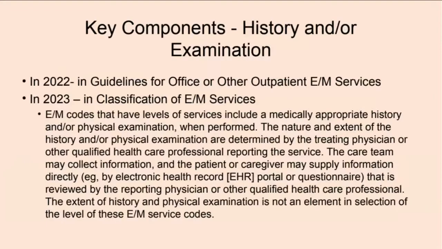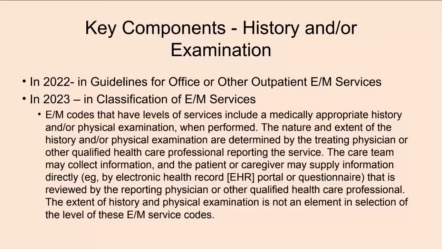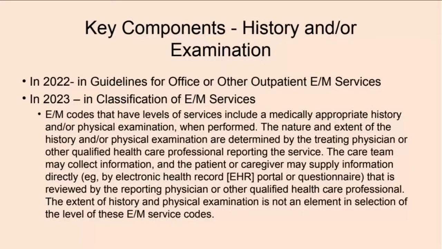Okay, so first let's look at E&M coding, the key components. Here's a statement about history and examination. E&M codes have levels of services, including a medically appropriate history and/or physical exam when performed. The nature and extent of the history and physical exam are determined by the treating physician or other qualified healthcare professional reporting the service. The care team may collect information, and the patient or caregiver may supply information directly that is reviewed by the reporting physician. The extent of the history and physical exam is not an element. So they got rid of this here.